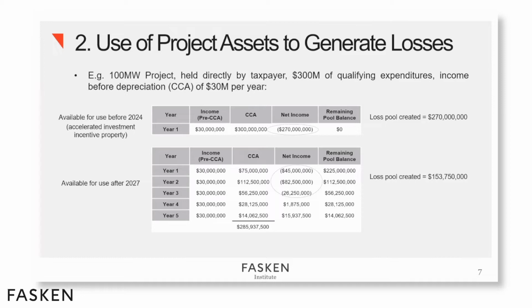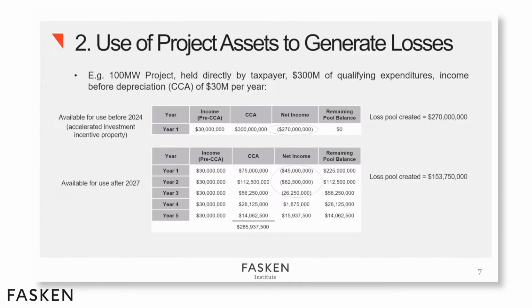So in the current environment, if let's say your turbines are available for use this year or next year, and therefore they're subject to this new accelerated investment incentive property regime, your income before your CCA, your depreciation (depreciation is called CCA in tax, capital cost allowance), is $30 million, and you can claim $300 million, in other words, 100% of the cost of your turbines as a depreciation expense, and you're left with a $270 million loss in year one, and that you can use to shelter other income, be it from other projects or other unrelated income. And so that's really quite unusual and quite amazing.